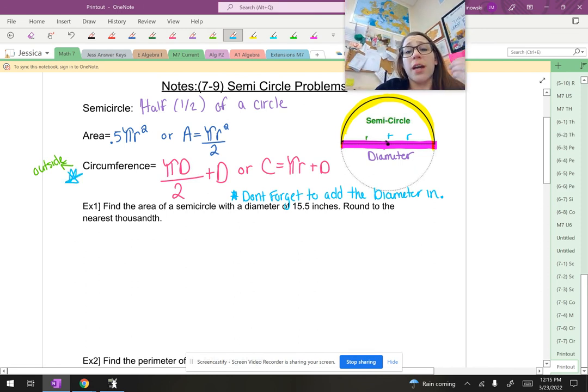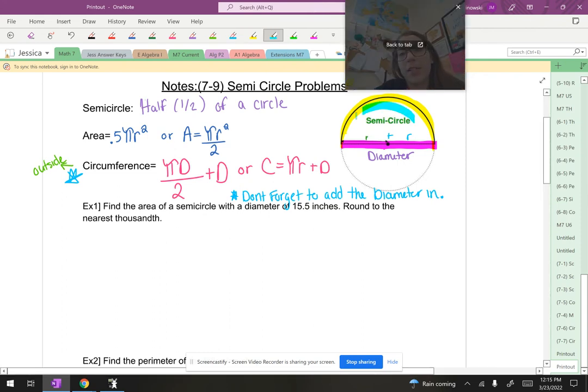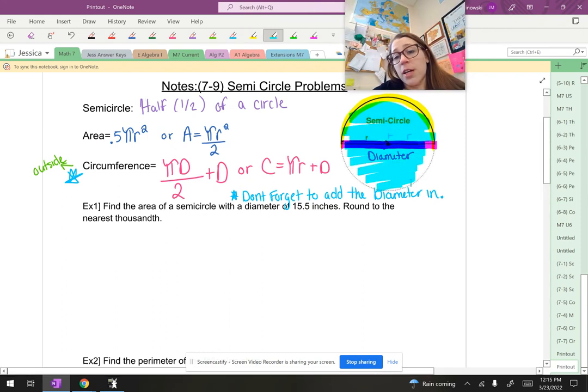You don't need to do that with area because area finds that inside area, that inside space, right? All of this. And if I cut that in half, I'm still left with what I need. I'm not missing anything.